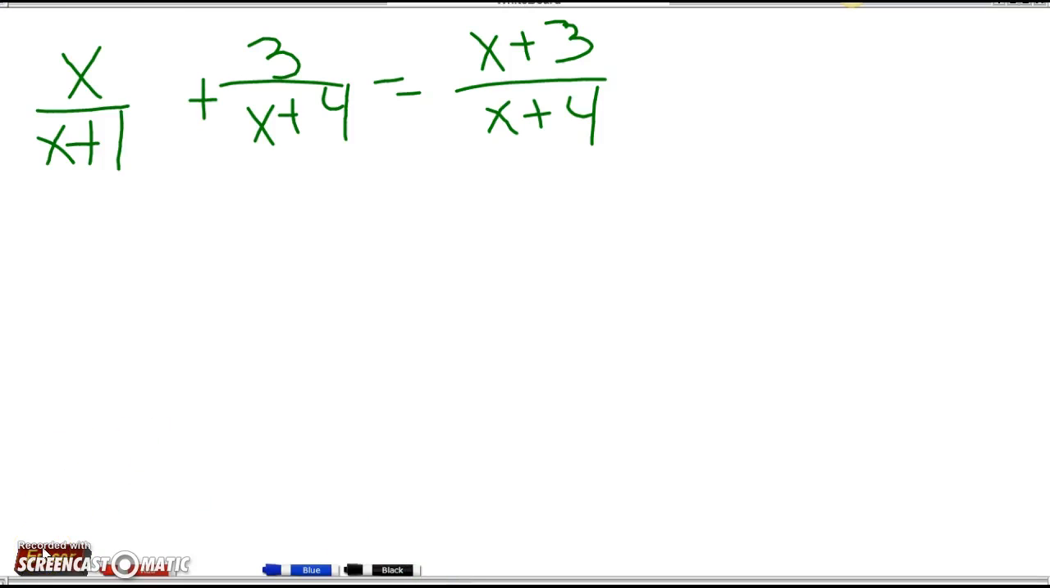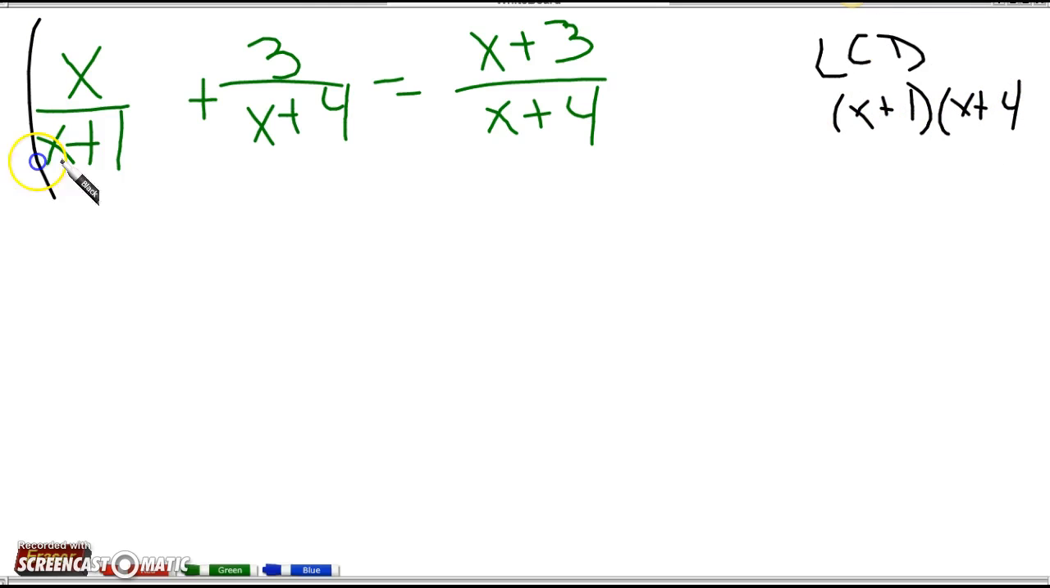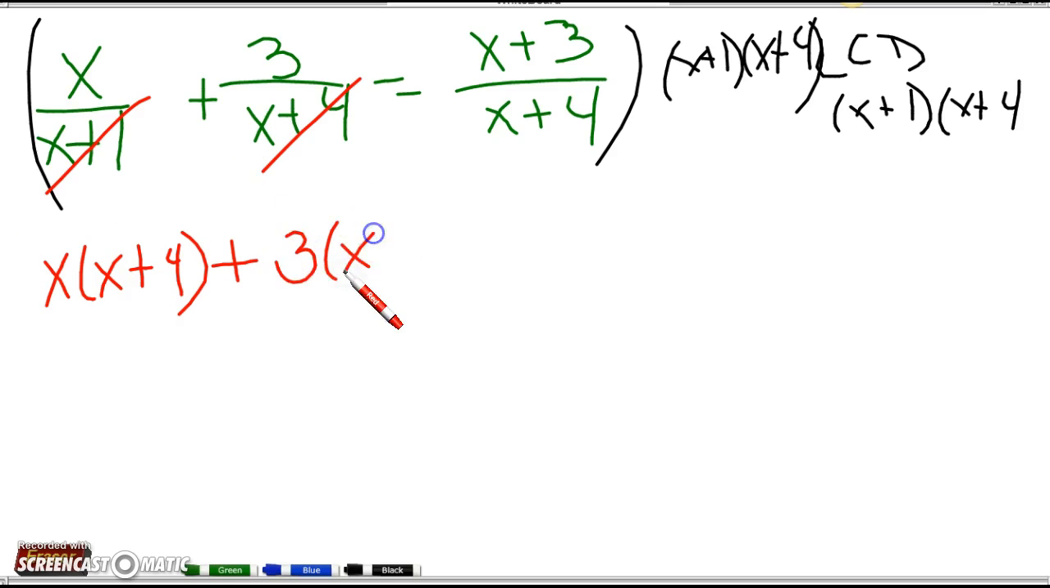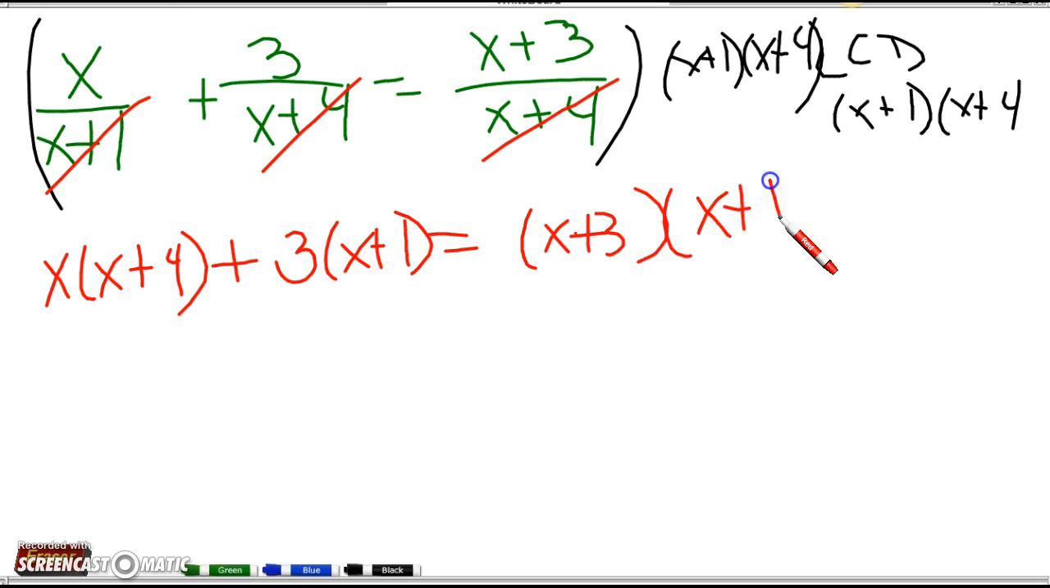Okay, so our least common denominator is x plus 1 times x plus 4. So everything will be multiplied by those two, x plus 1 and x plus 4. When I do that, my x plus 1 cancels out. I'm left with just x times x plus 4. For the second one, my x plus 4 cancels out. I'm left with 3 times x plus 1. And for my other side of the equation, my x plus 4 cancels out. I'm left with x plus 3 times x plus 1.